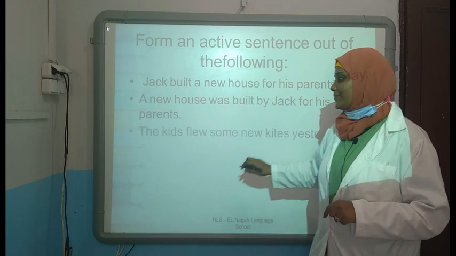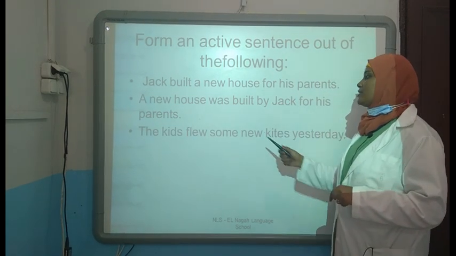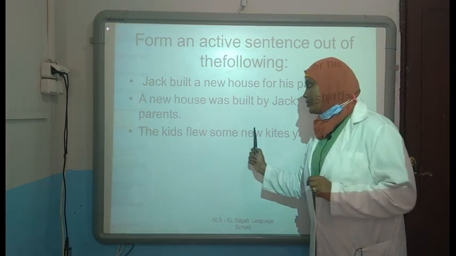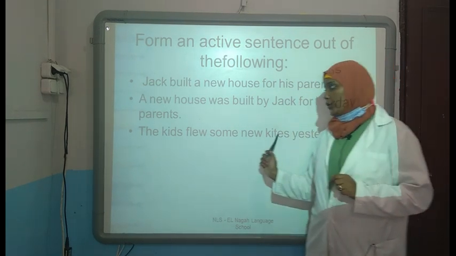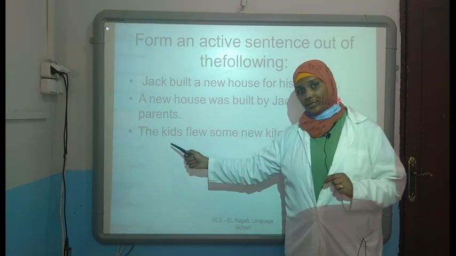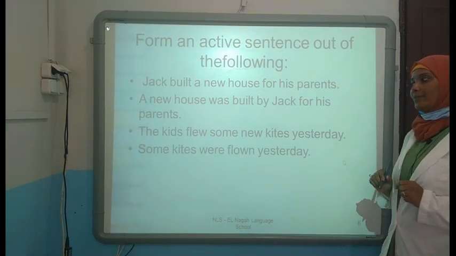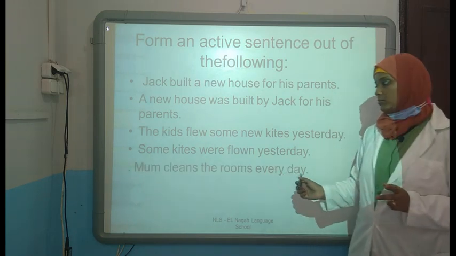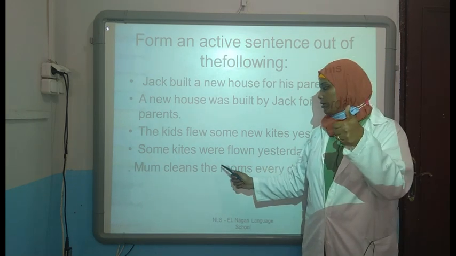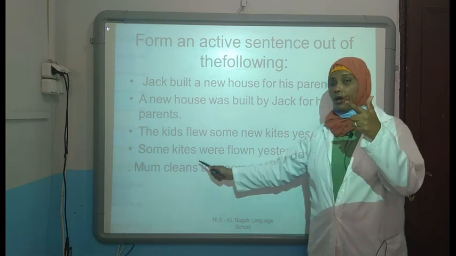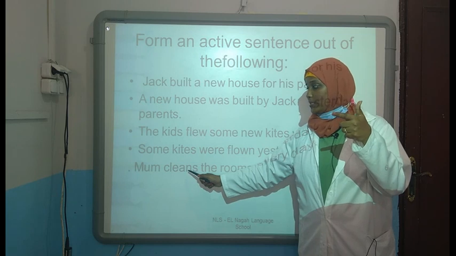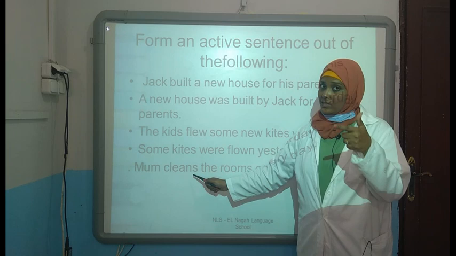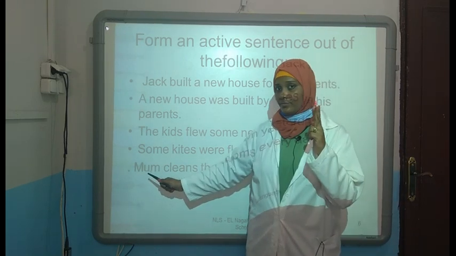Another example. The kids flew some new kites yesterday. Some new kites were flown by the kids yesterday. Right? Mom cleans the rooms every day. So the first rule, the rooms are cleaned, because it's a present simple, in the passive form will be verb to be plus past participle, by mom every day.